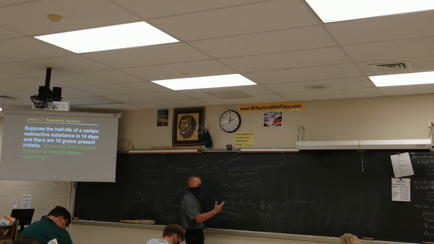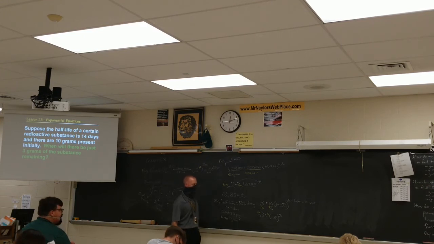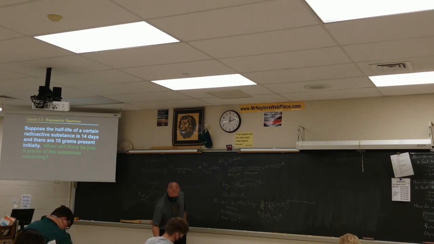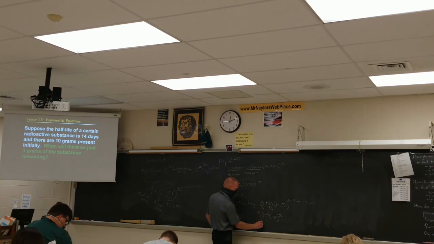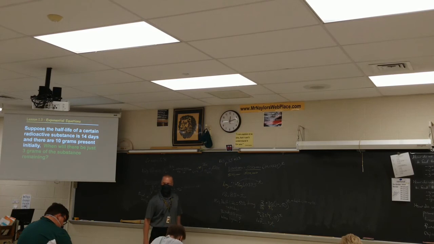Make sure you're okay with dealing with the decimals. I think you're going to take the log of 0.3 divided by the log of 0.5. So the log of 0.3 divided by the log of 0.5 gives you 1.7 dot dot dot.